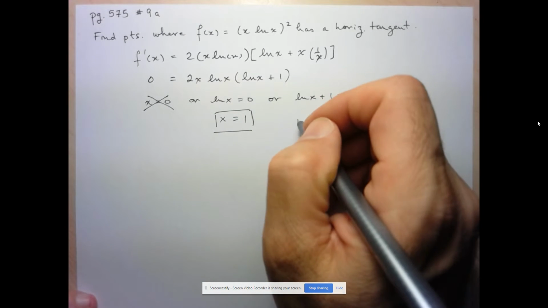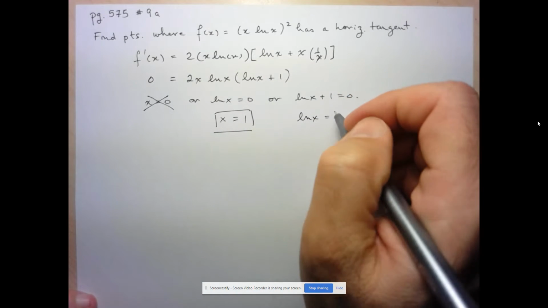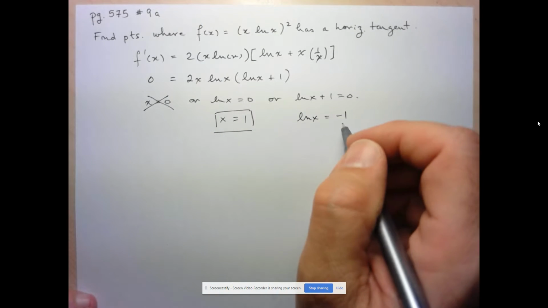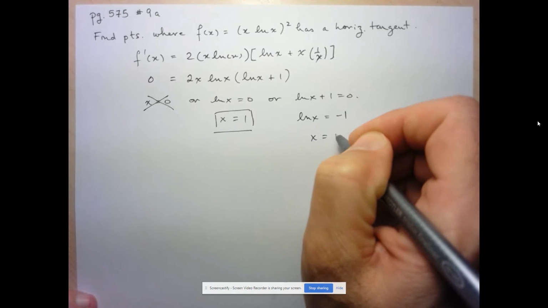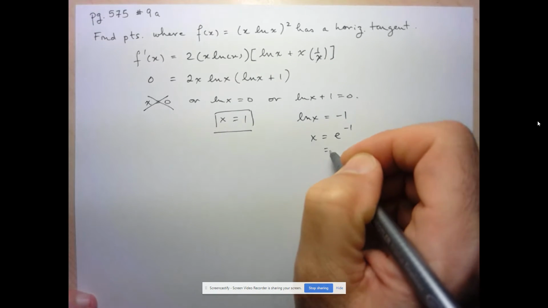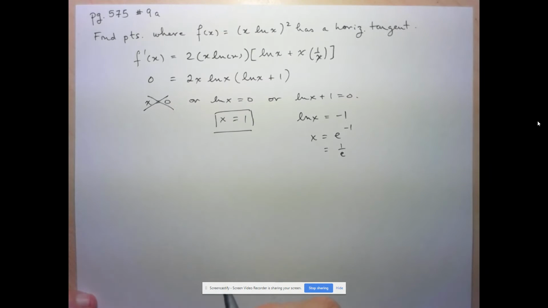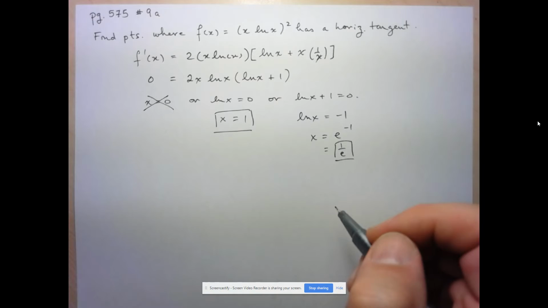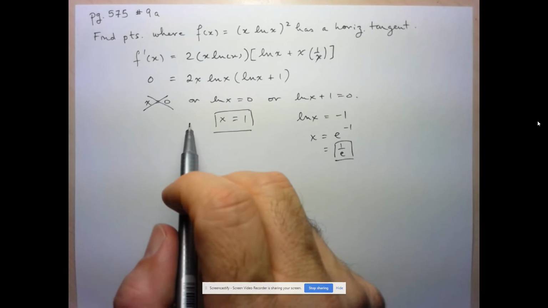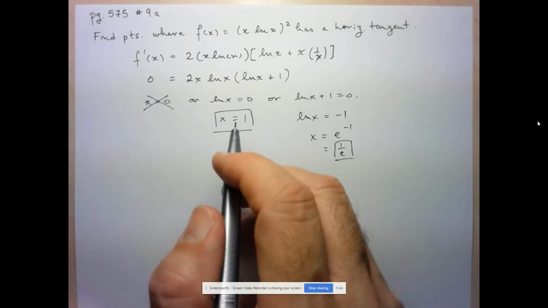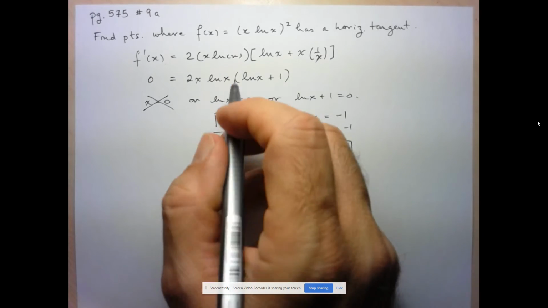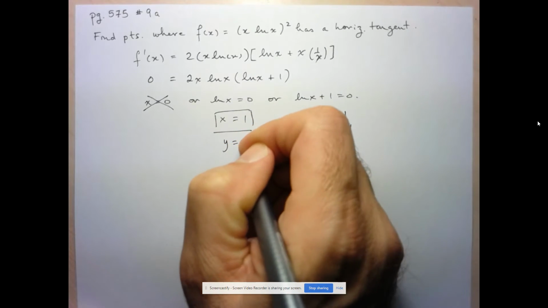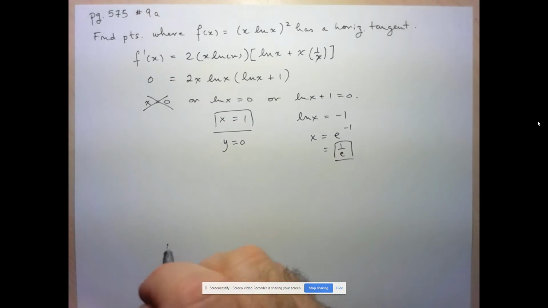Here we've got ln x can also be equal to -1. Again, if I take the exponential function base e of both sides, I end up with x equal to e to the -1, or 1 over e. So there's my second value. However, they're asking for the points where this has a horizontal tangent, so I just need to determine the y values. If I stick in x equals 1, I have 1 times ln 1, which is 0, so y is equal to 0. So one of my answers is going to be (1, 0).